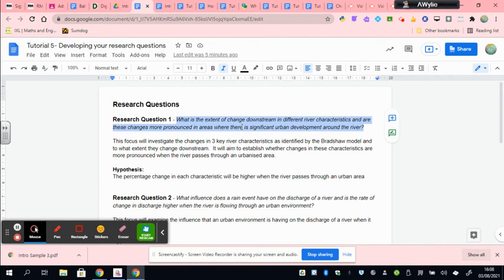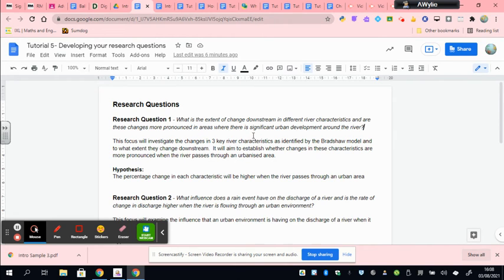So what is the extent of change downstream in different river characteristics? And are these changes more pronounced in areas where there is significant urban development around the river? Now, you could leave it just at that, and some students do just leave it at that.